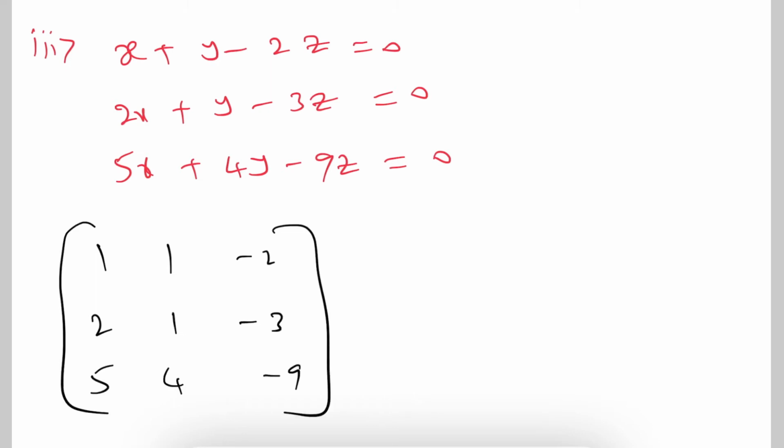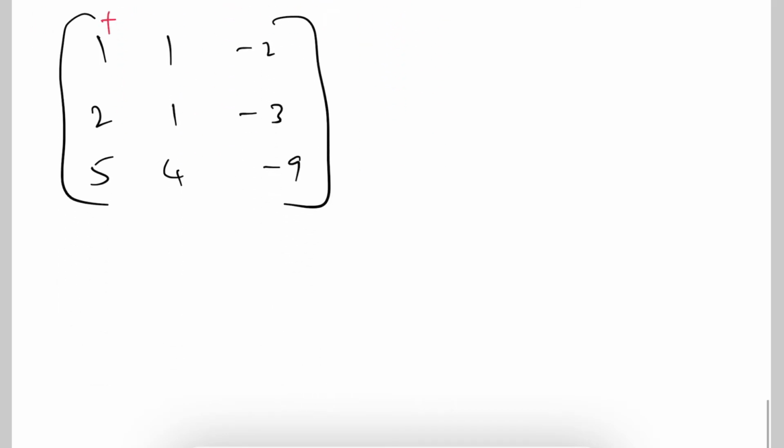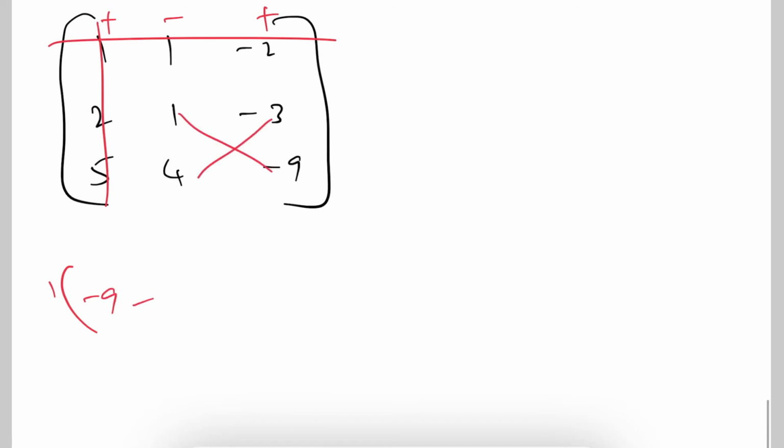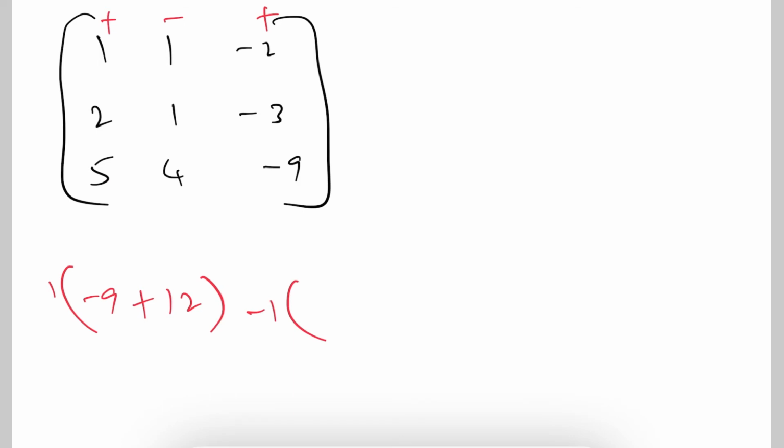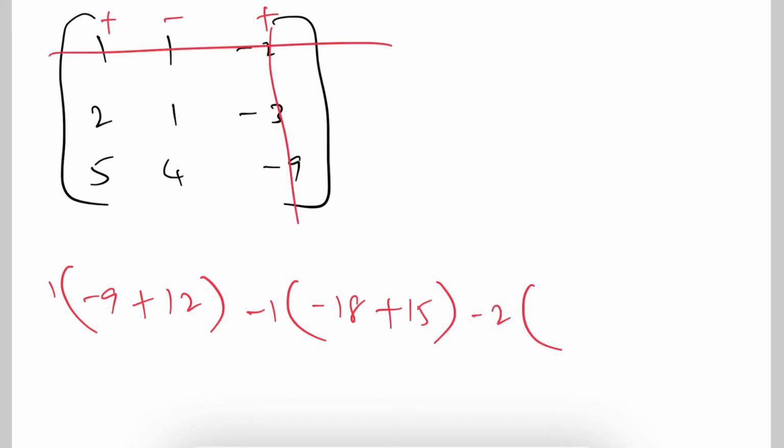So for this matrix, if we find out the determinant, plus minus plus, so 1 into, if we remove the column and row, 1 into minus 9 minus 4 into minus 3 minus 12, already minus is there, so plus 12. Next will be minus 1 into, if we remove the row and column, 2 into minus 9 minus 18, minus 5 into minus 3 minus 15, already minus is there, so it will become plus 15. Next, the last one will be minus 2 into, if we remove the row and column, 2 fours are 8 minus 5 ones are 5.